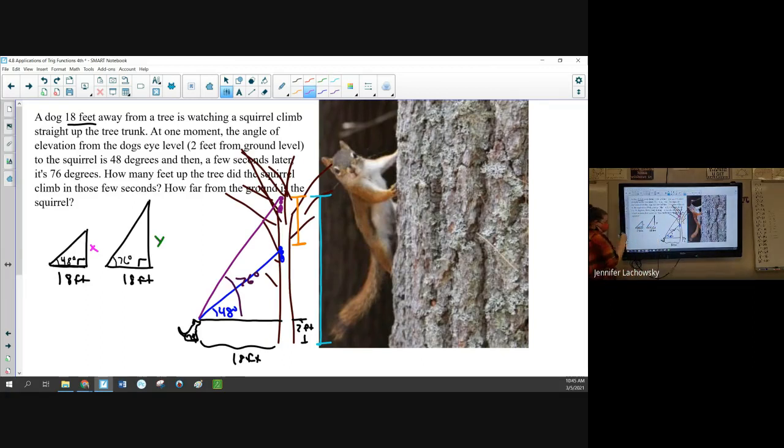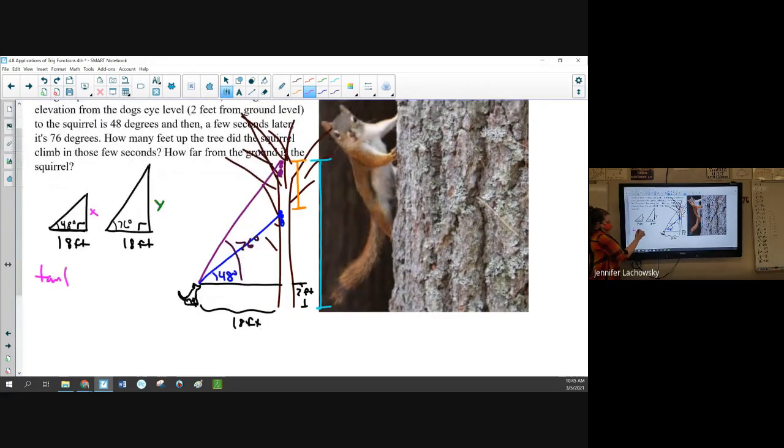So we know we're looking for opposite. Okay. We have adjacent. Good. We're looking for opposite. We have adjacent. That's a tangent. So tangent of 48 degrees equals x over 18. Okay, and then how do we solve for x?